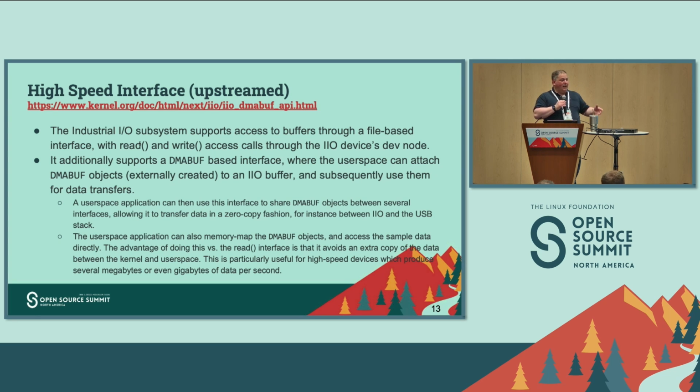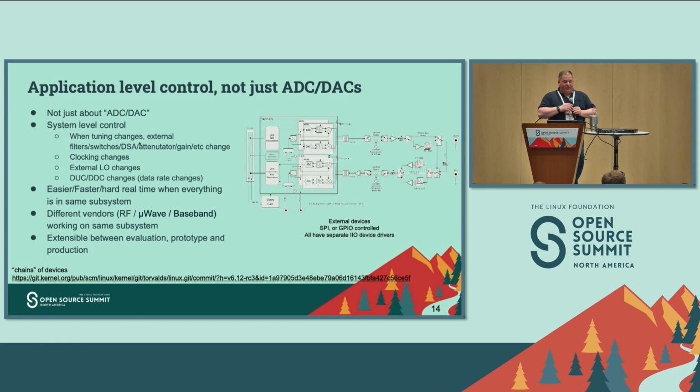And so then IIO started taking advantage of that to get very high-speed read-write access to DMA subsystems. And so now IIO will support anything from multi-gigabit ADCs and DACs to IMUs that are updating per second, which is pretty great. But it's also application level control, not just part by part level control.